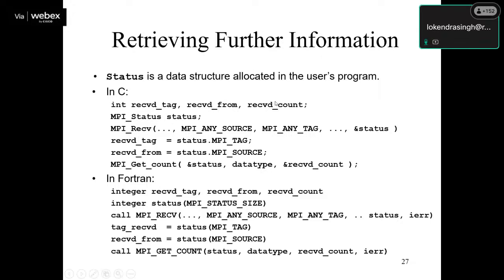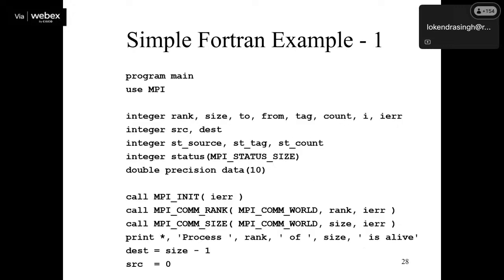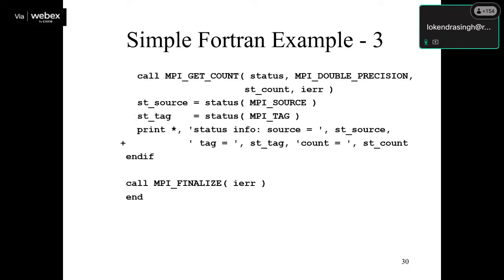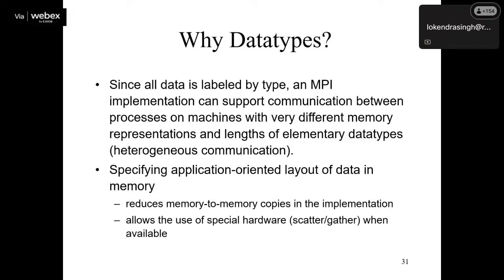Status is a data structure located in the user's program. There is one in the C programs and one in the Fortran programs. These are some syntax; you have to just remember it when you are using it. This is for the Fortran examples, how you can write the Fortran programs. And as usual, you can write the program in C language also.